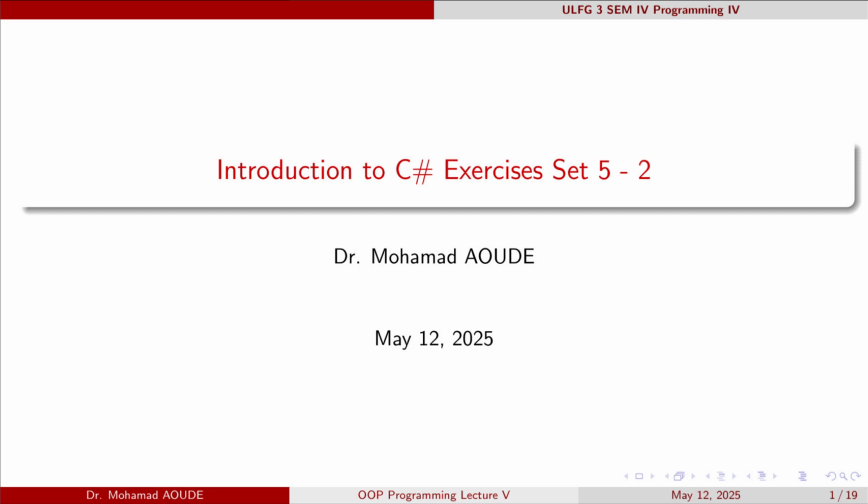Welcome to the second part of exercise set 5. Today, we'll continue exploring core OOP concepts, diving deeper into inheritance, introducing abstract classes and abstract methods, and seeing how they enable powerful polymorphism in C# through property and method overriding. Let's begin with part 1.